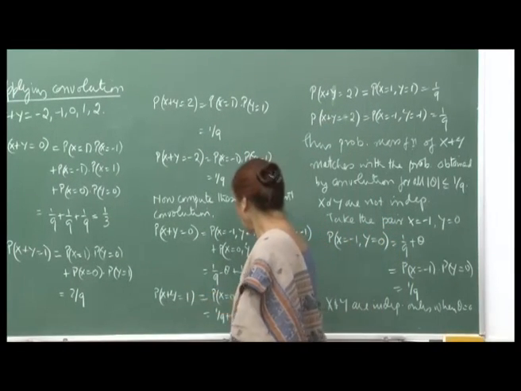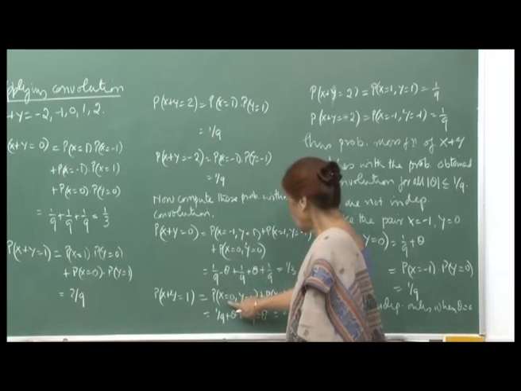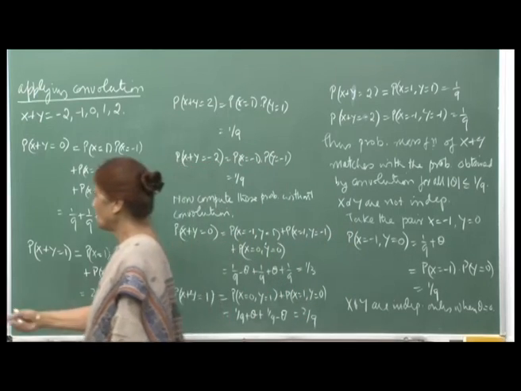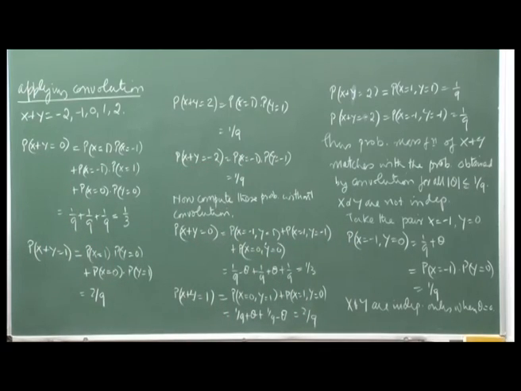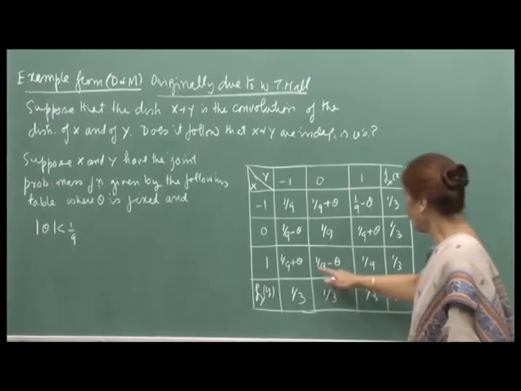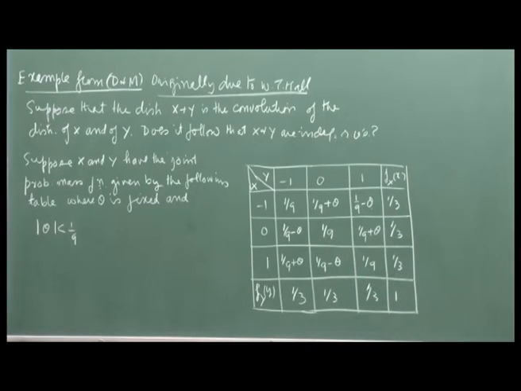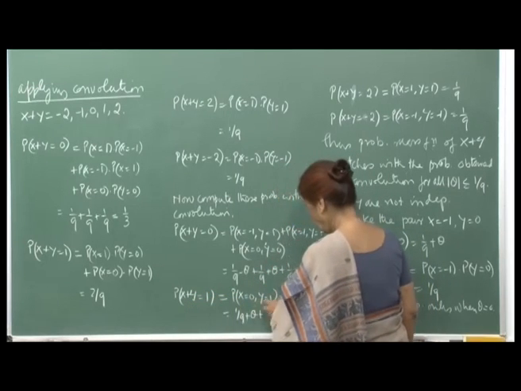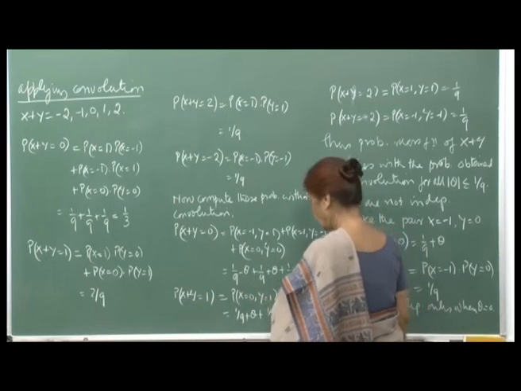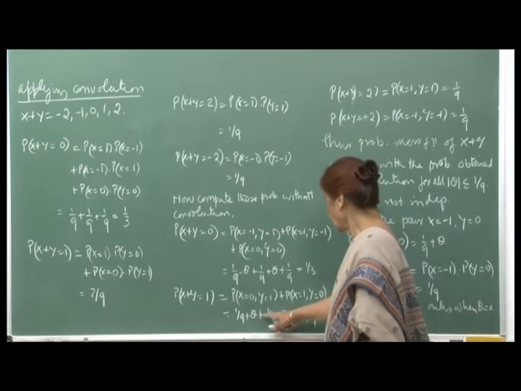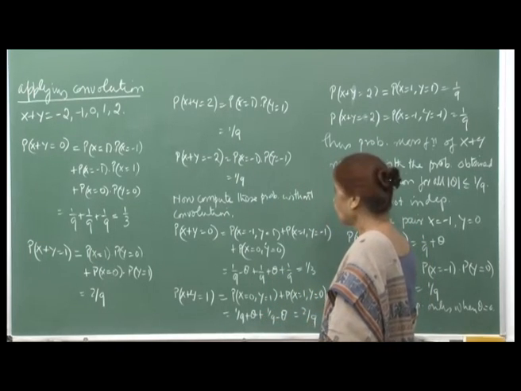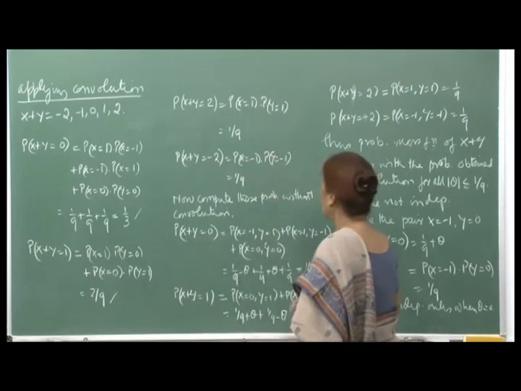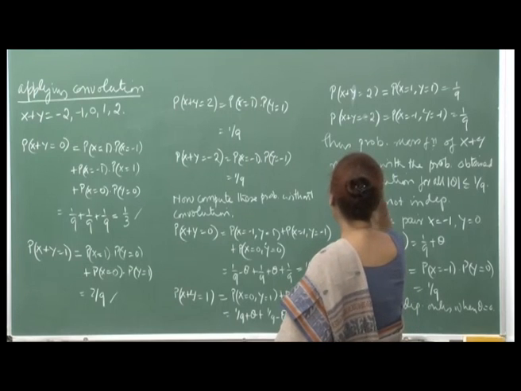Similarly, x plus y equal to 1. So, x equal to 0, y equal to 1, and 1, 0, and so on. So, 0, 1 will be 1 by 9 plus theta, and 1, 0 will be 1 by 9 minus theta, and that is it, because for the sum to be equal to 1, these are the only two possible pairs of values that x and y can take. So, 1 by 9 plus theta plus 1 by 9 minus theta is 2 by 9. So, this also matches with this.